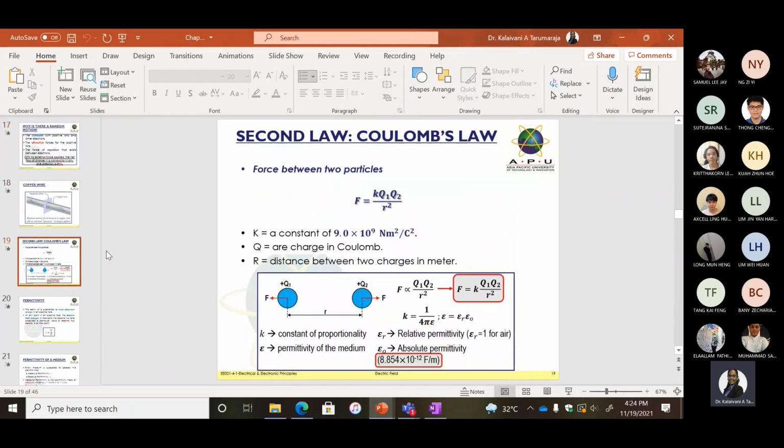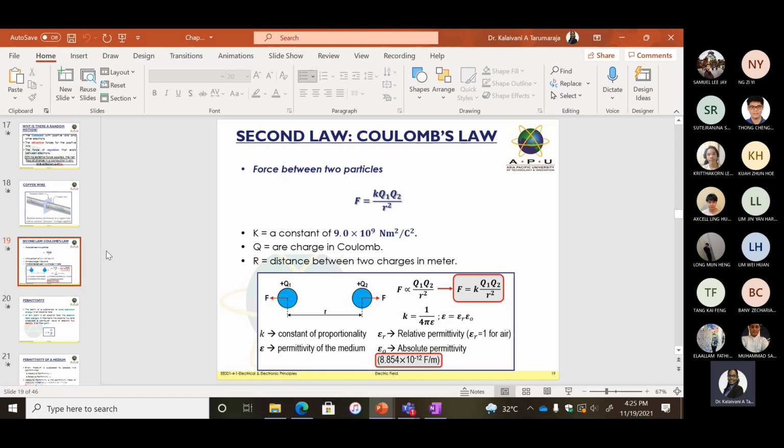Slide number 19. Based on the second law, Coulomb's law, the specific equation here is for two molecules or two particles, where they show you have the K, the Q, and the R. Just understand the equations first. From the equations, you will find they ask you to find the force, F, between two molecules, and K is stated as a constant value with no changes.